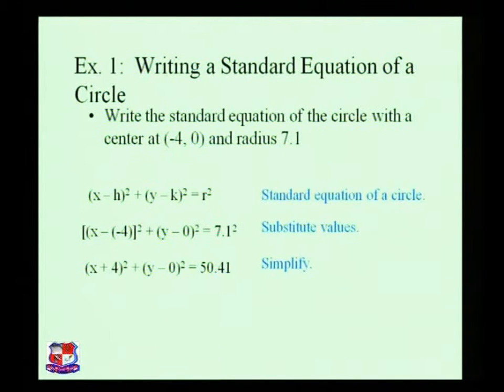So the equation of the given circle is (x plus 4) whole square plus (y minus 0) whole square is equal to 50.41. We can also simplify this by expanding (x plus 4) whole square, which gives x square plus 8x plus 16, plus y square is equal to 50.41. We can give more simplification as well. So this is the equation of the required circle.